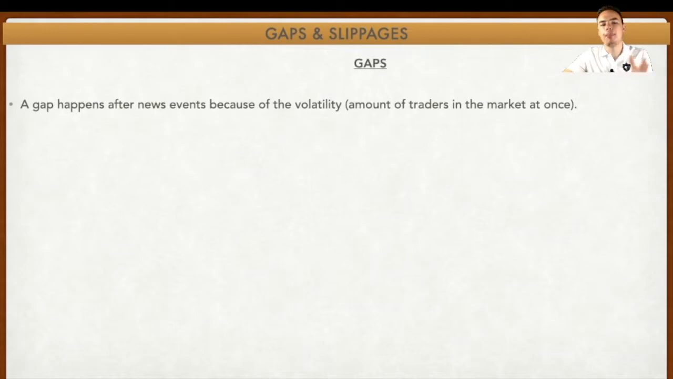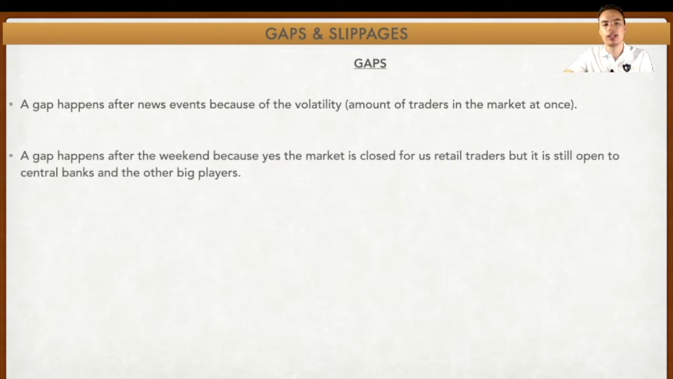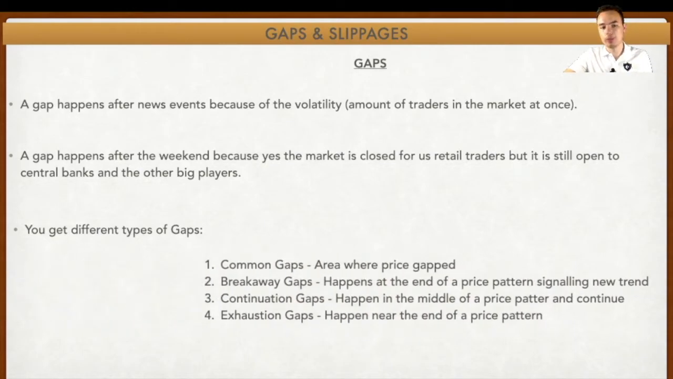Now, a gap happens after news events because of the volatility, like I said. A gap happens after the weekend because the market is closed for us retailers, but it's open to central banks, so that makes a difference. So you also get different types of gaps. First one is your common gap. This is where price is gapped, small section, there's a gap. There's like an opening space.